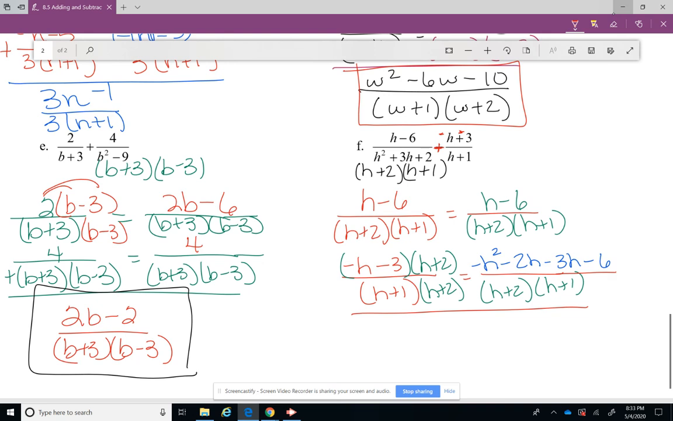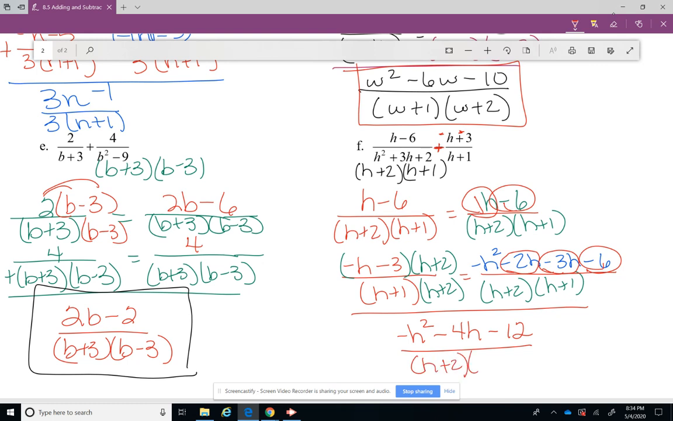All right, so we're going to combine like terms. There's only one h squared, so it's negative h squared. We have a negative 2h and a negative 3h. That makes negative 5h plus a positive 1h will be negative 4h. Then we have a negative 6 and a negative 6, and that's going to be negative 12. All right, and we're going to put it all over h plus 2 times h plus 1.